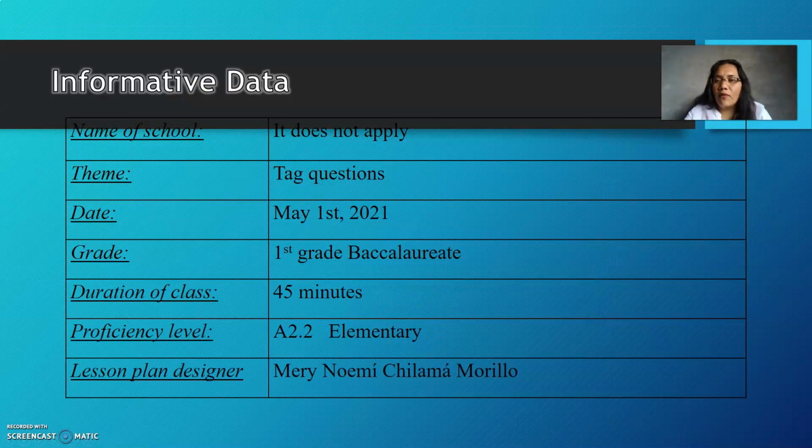The topic for this class is tag questions. This lesson plan was designed for first grade baccalaureate students. Duration of class: 45 minutes. Proficiency level: A2.2, elementary.